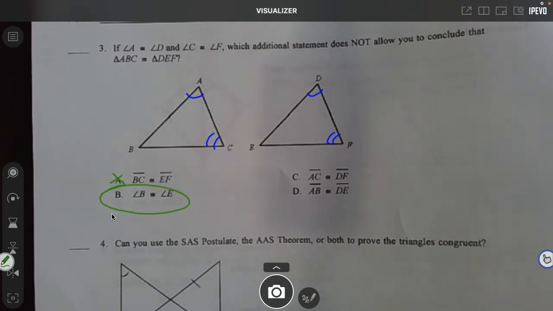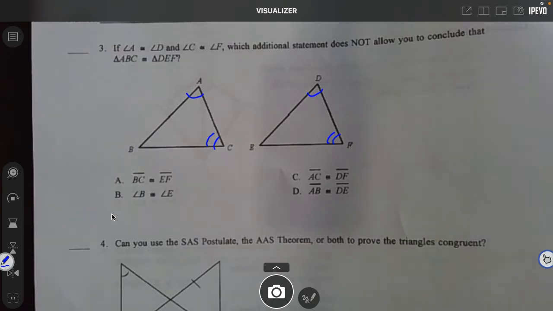Okay? Because C would have told us that these are congruent, and that's called angle, side, angle, which is fine. Is this our spelling out for this? That's just a worksheet we're doing together. All right, but anyway, our answer for that one was B.